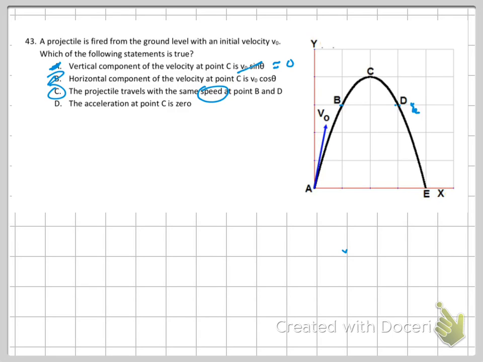Let's look at why D is not a good choice. The acceleration at point C is 0. Well, the acceleration at point C is g downward. So that's not a good choice either. B and C would be your answers.